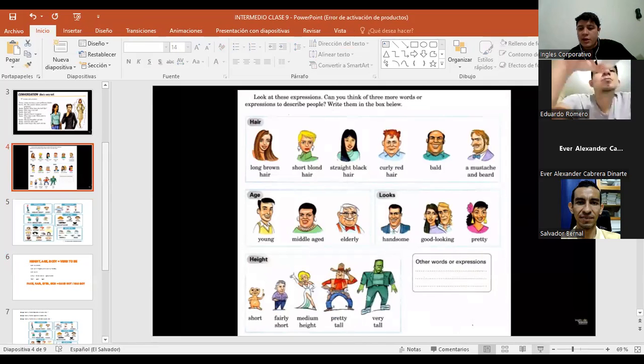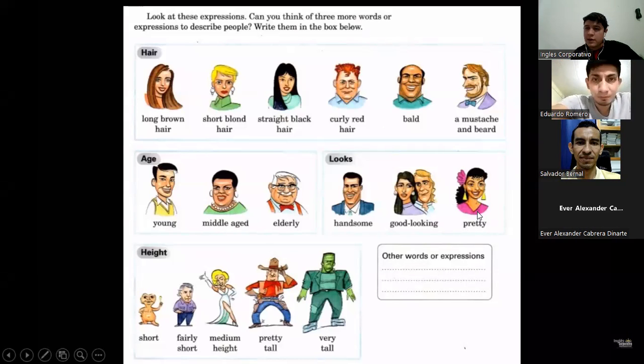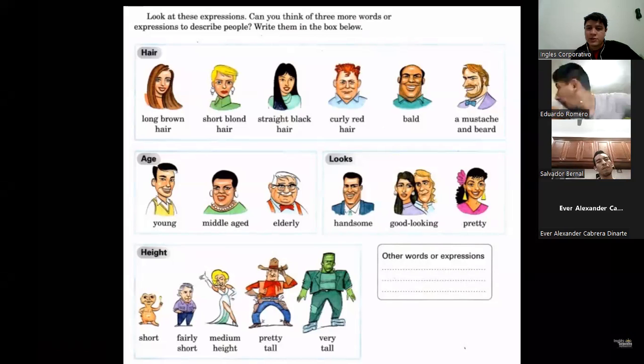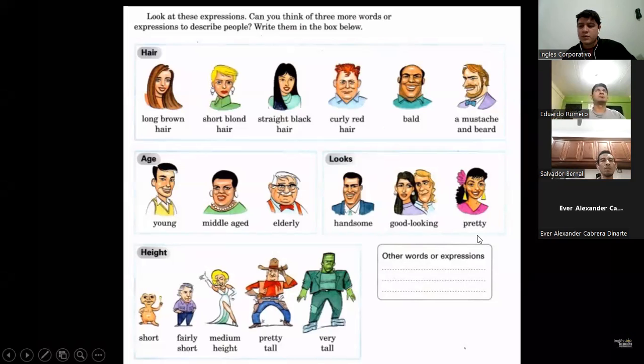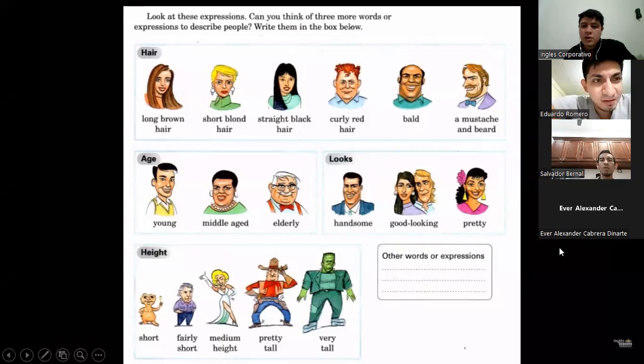So, pretty no solo significa una cosa, okay? En inglés ustedes saben que una palabra puede significar otras cosas, right? The same as Spanish. So, si ocupamos pretty, digamos, okay, so pretty, guys. Pretty significa también otra cosa. Exactly, yeah. So we use it for many things, right?